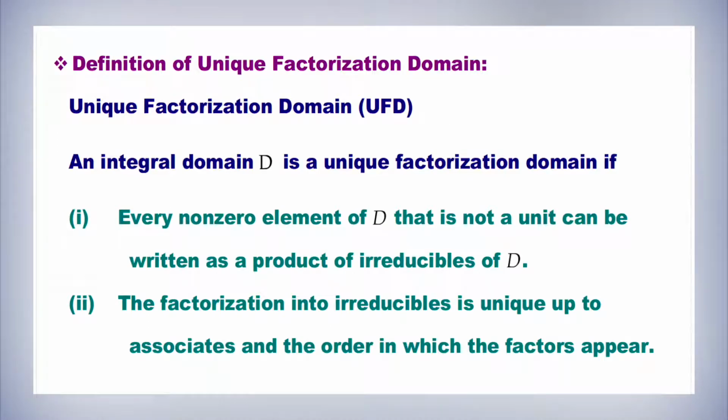Finally, we come to the main definition, which is the definition of unique factorization domain. Unique factorization domain, or UFD, can be defined as: an integral domain D is a unique factorization domain if every non-zero element of D that is not a unit can be written as a product of irreducibles of D. The factorization into irreducibles is unique up to associates and the order in which the factors appear.